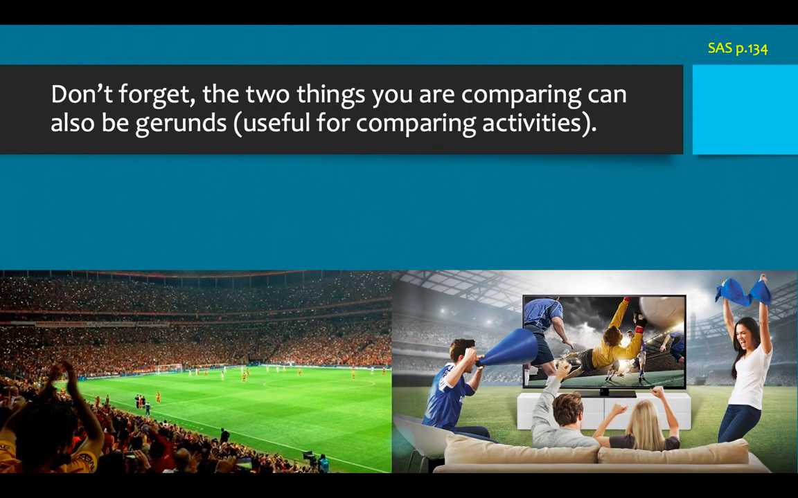Now, don't forget that the two things you're comparing, thing 1 and thing 2, don't have to just be nouns like American football and rugby. They can also be gerunds. And these can be especially useful for comparing activities. Let's look at this example.